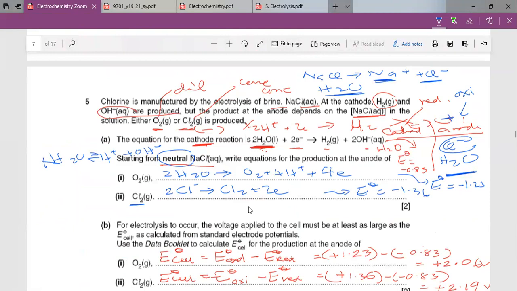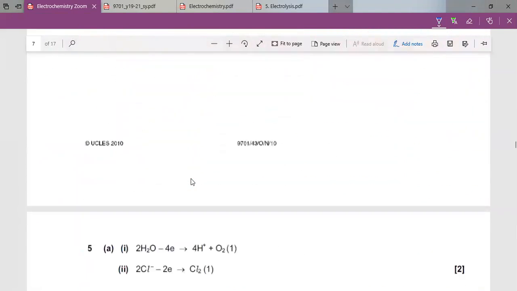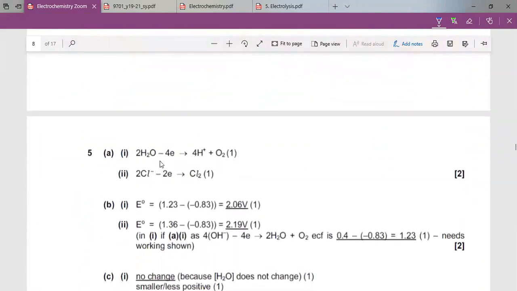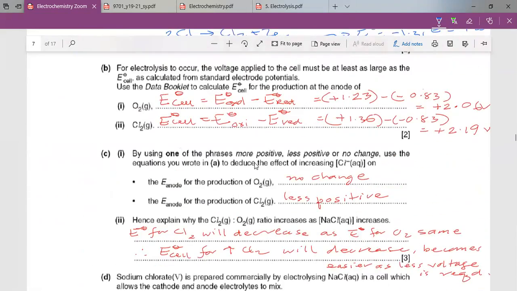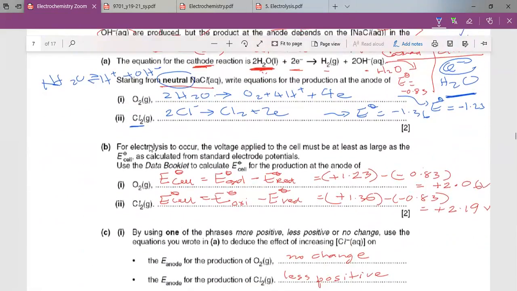Now look at the marking scheme. 2H2O and 4e, then 2Cl minus and 2e, so 1 mark each. Now they ask you the difficult questions. For electrolysis to occur, the voltage applied to the cell must be at least as large as the E cell, as calculated from the standard potentials. From the data booklet, calculate the E cell for the production of oxygen at the anode. So I told you the E cell, you use this: E cell equals E oxidation minus E reduction.